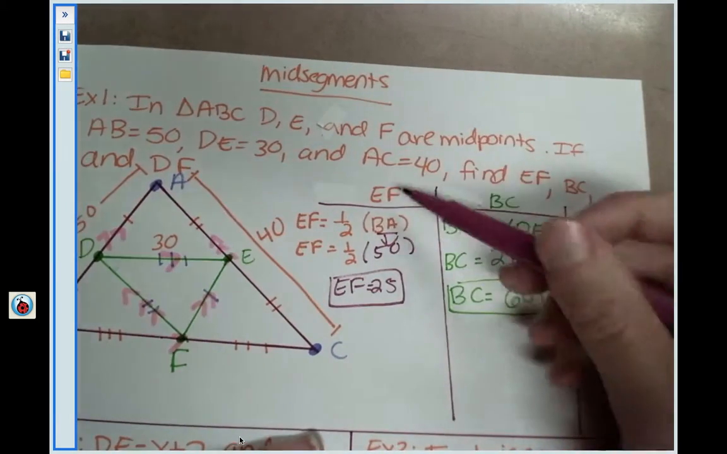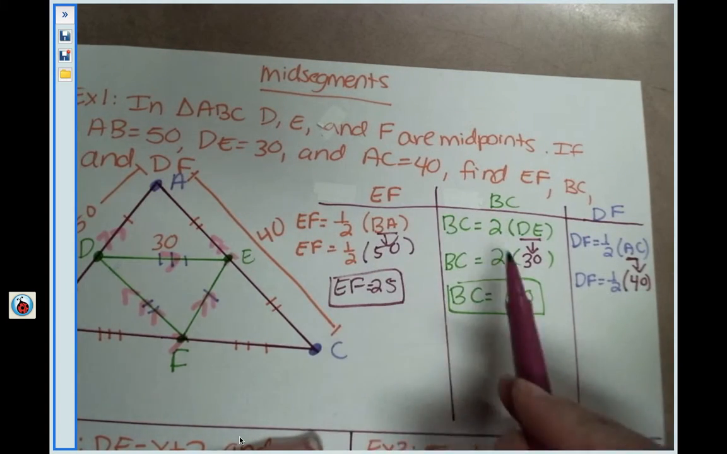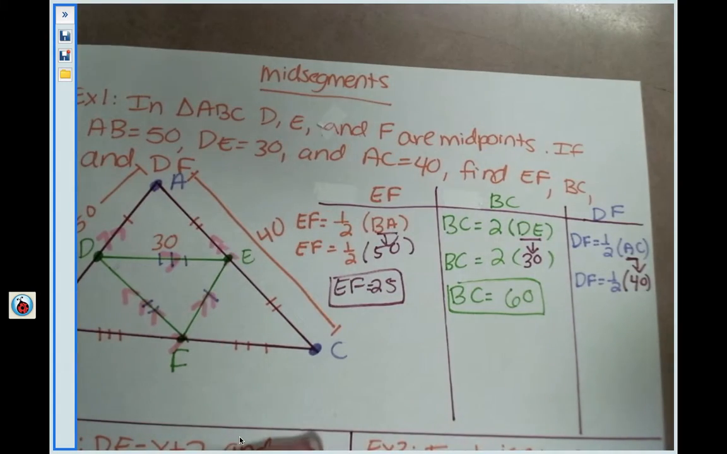Sorry, BA was 50. The 50 relates to BA. Sorry, I like to draw my arrows, and I didn't, and it's bothering me.